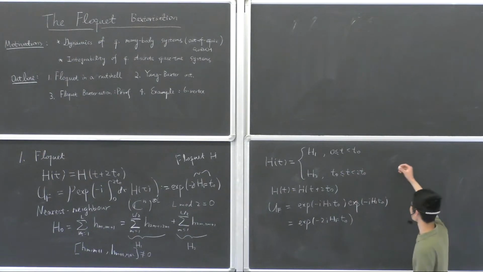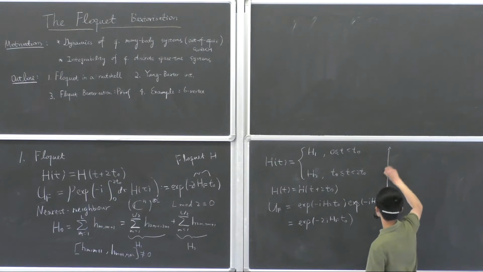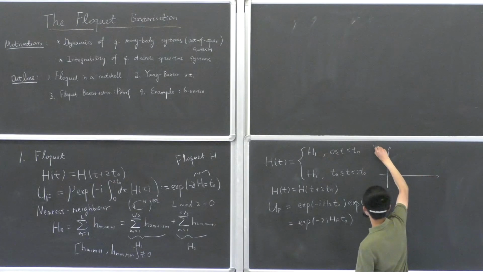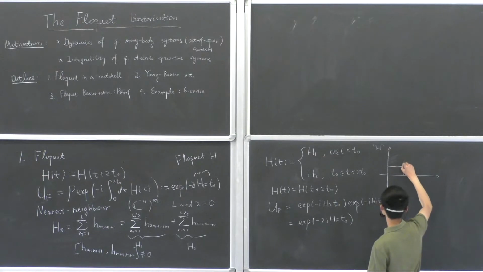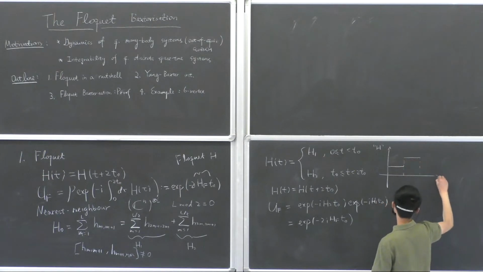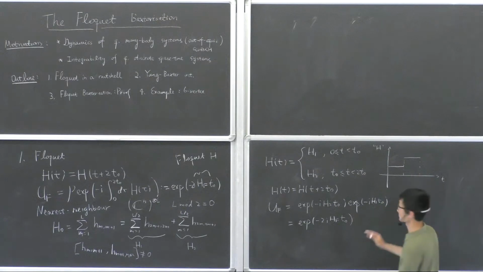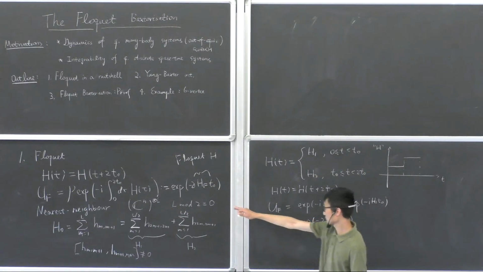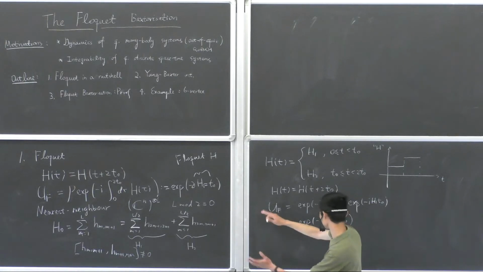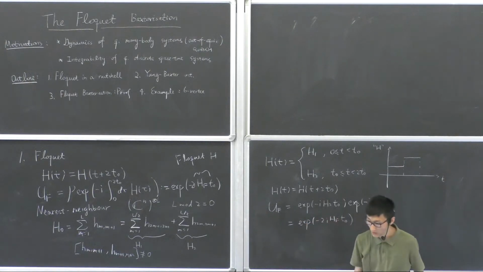So in a sense we can consider something like this. Let's say this is H1, then jump into H2, some protocol like this. So in this case you can write your ordered exponential in this form.